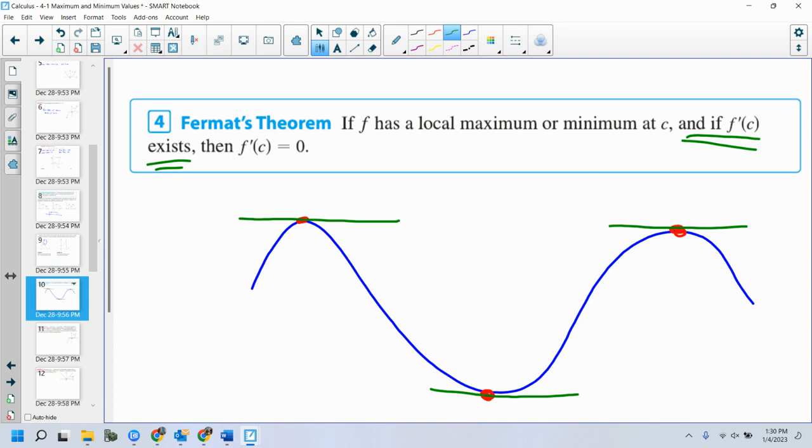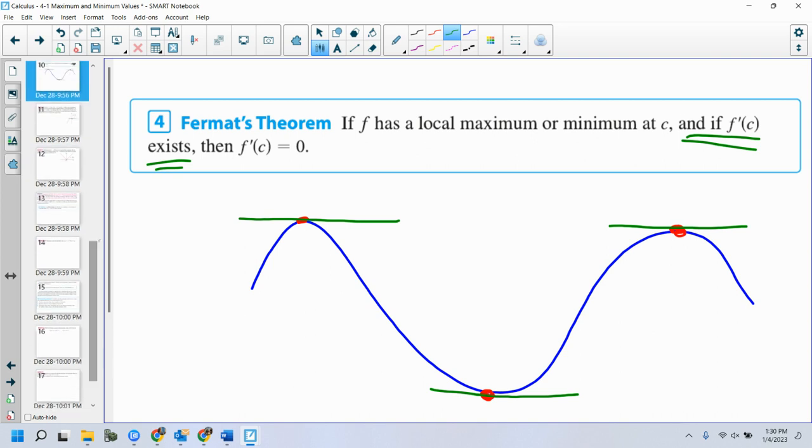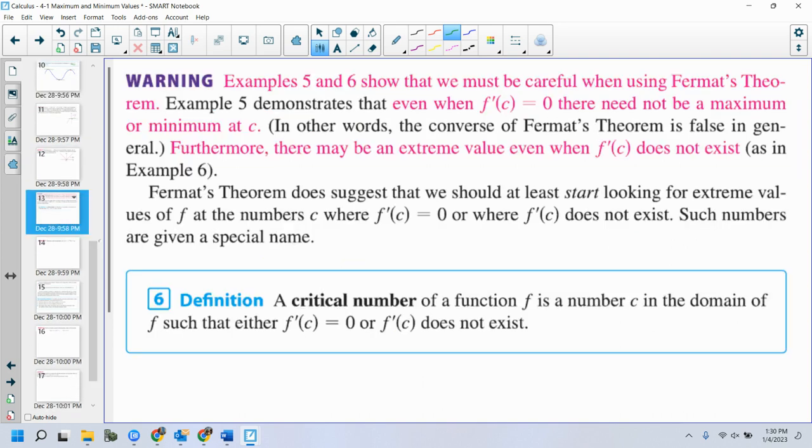So basically what I'm saying is, if you have a local maximum or minimum, either the derivative does not exist or it equals 0. Those are the two implications there. If you have a local maximum or minimum, then either the derivative does not exist or the derivative equals 0 at that location. And I believe that's where I wanted to stop for tomorrow.